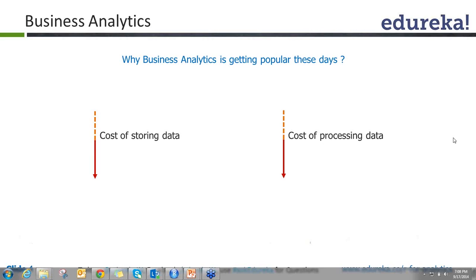Right, so that's the reason that business analytics has become popular nowadays. The reason is three things: the cost of storing data, the cost of processing data, and big data. These are the three reasons why R has become popular and also why business analytics has become popular.